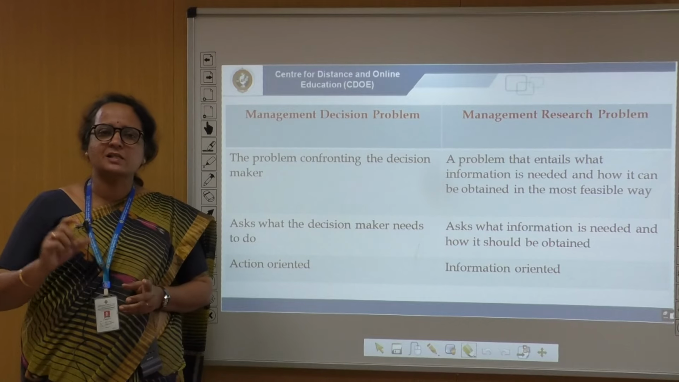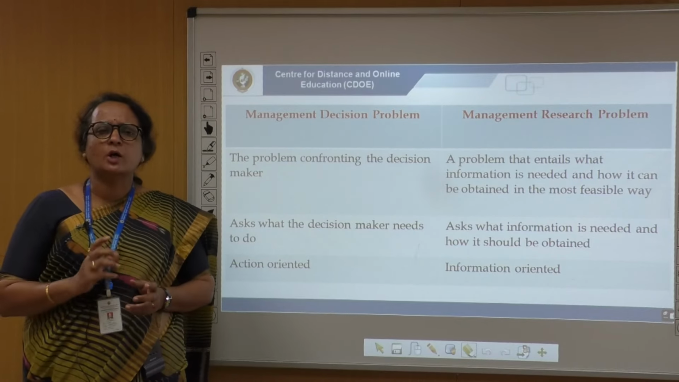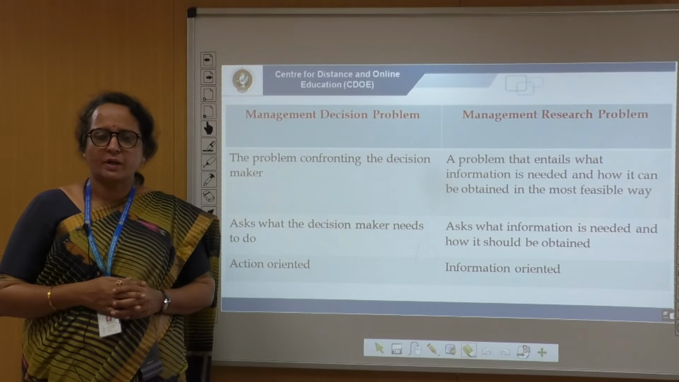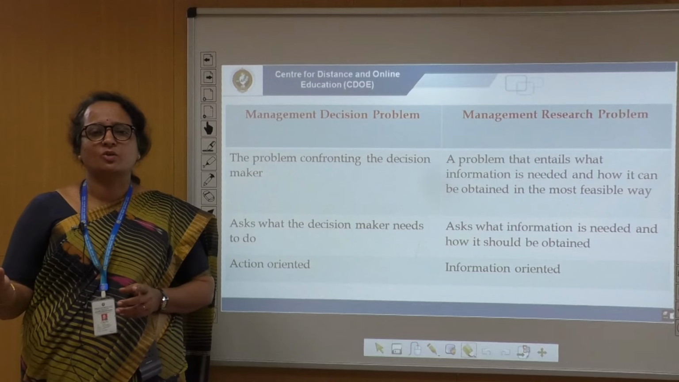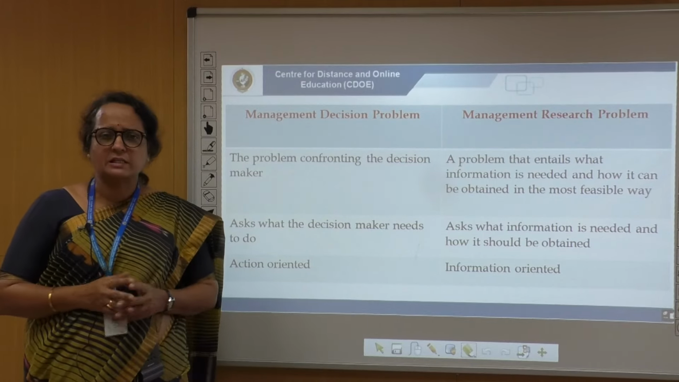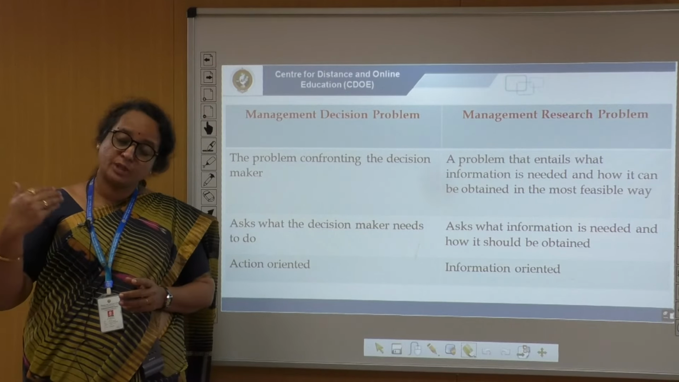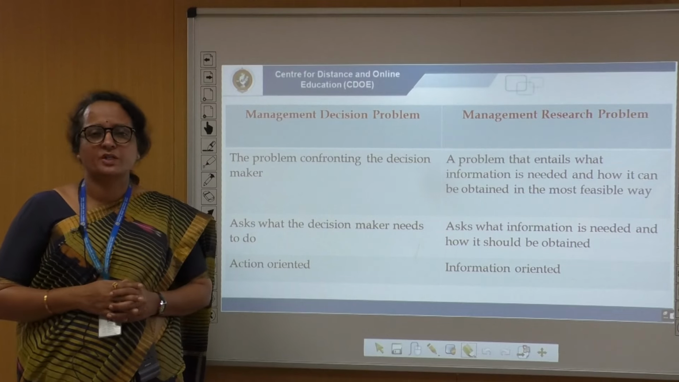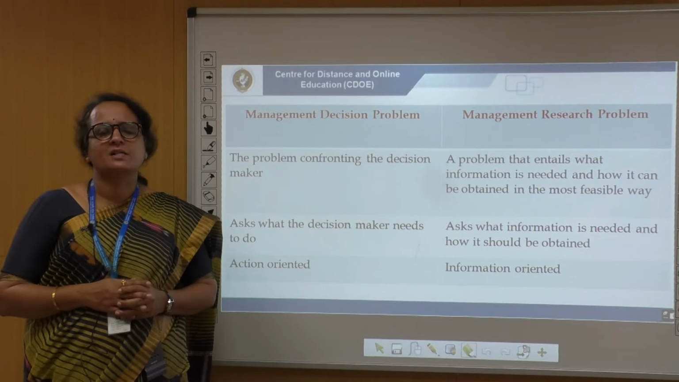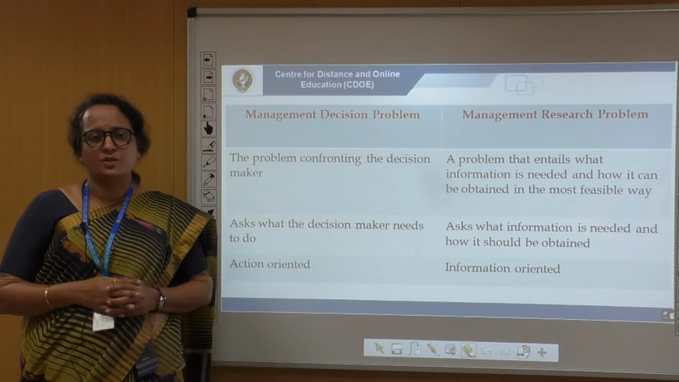So once the research team visits the organization, such a team will thoroughly analyze the nature of the problem. They may discuss with the decision maker, they may discuss with the higher authorities in the organization, they may do a lot of literature survey, existing company literature will be taken into consideration, and if required, they may even go for collecting fresh first-hand information from the field, from the marketplace, and try to understand the nature of the problem. So all this exercise will be done by the researcher.